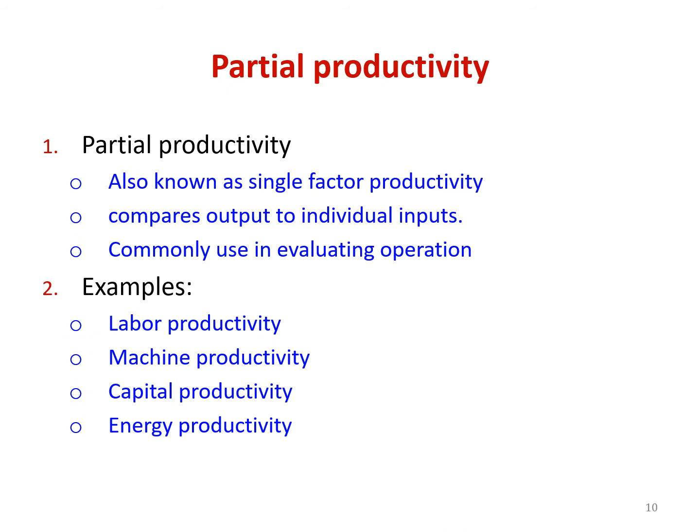Okay, so the first measurement for productivity is partial productivity, also known as single factor productivity, in which we compare the output that I just informed you about to an individual input, such as labor, energy, capital, machine, and this is used to evaluate how productive our operation is.